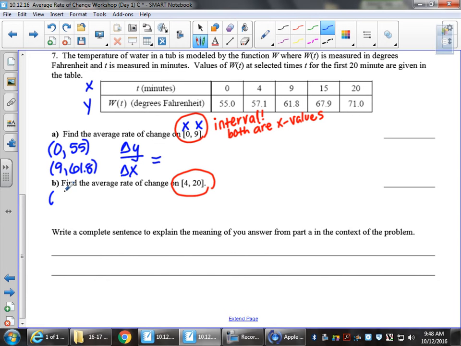57.1. Careful. What's my first X value? 4. When X is 4, what's Y? 57.1. There you go. What's my next X value? There you go, 20. And then when X is 20, what's Y? 71.7. Yes. Okay, good. Let's move over to number 9.